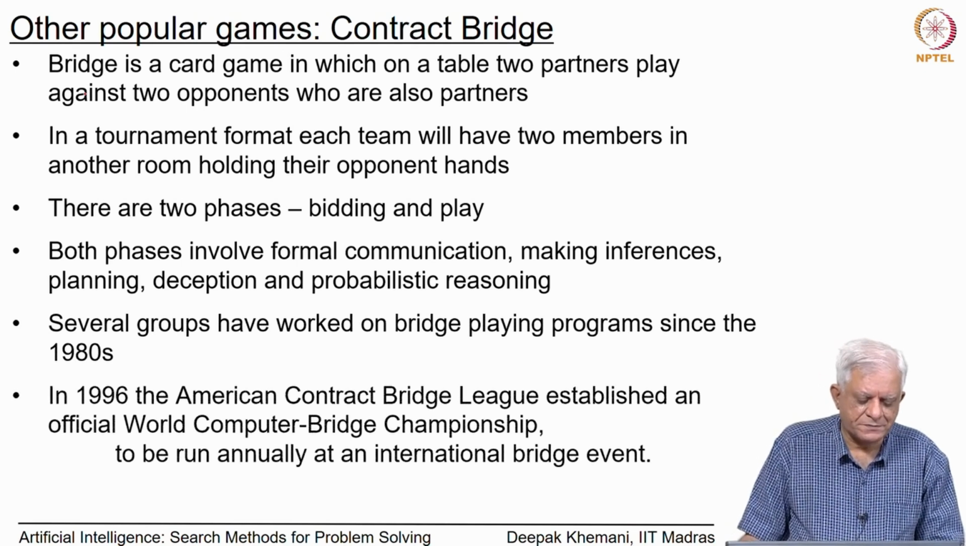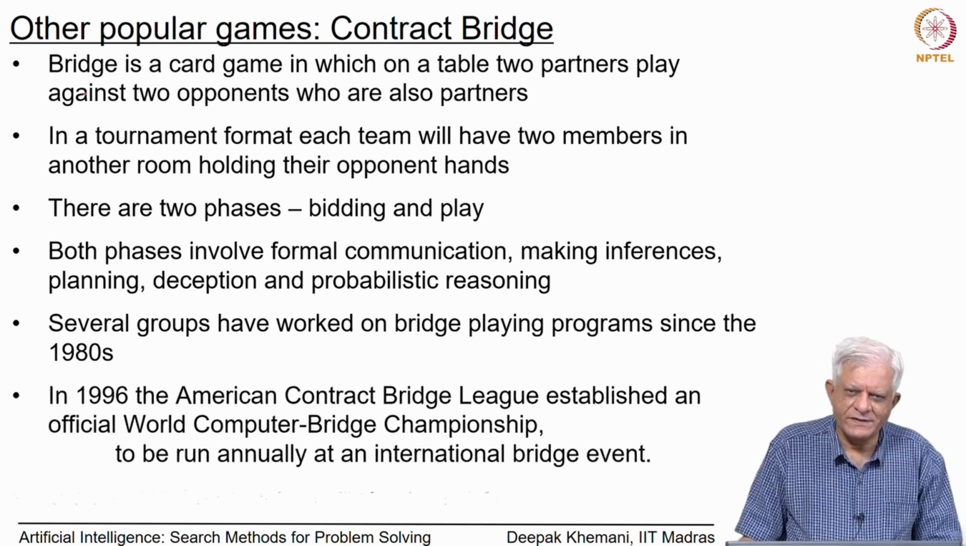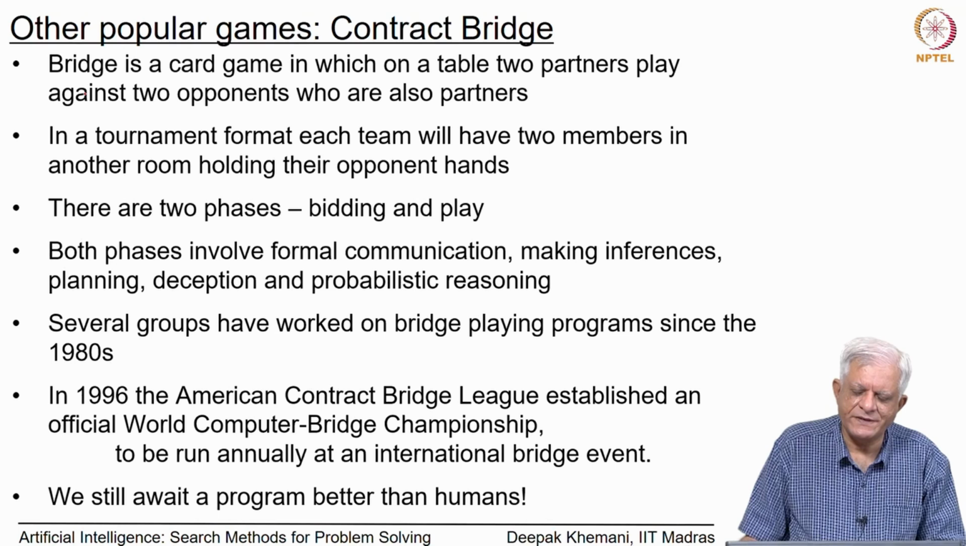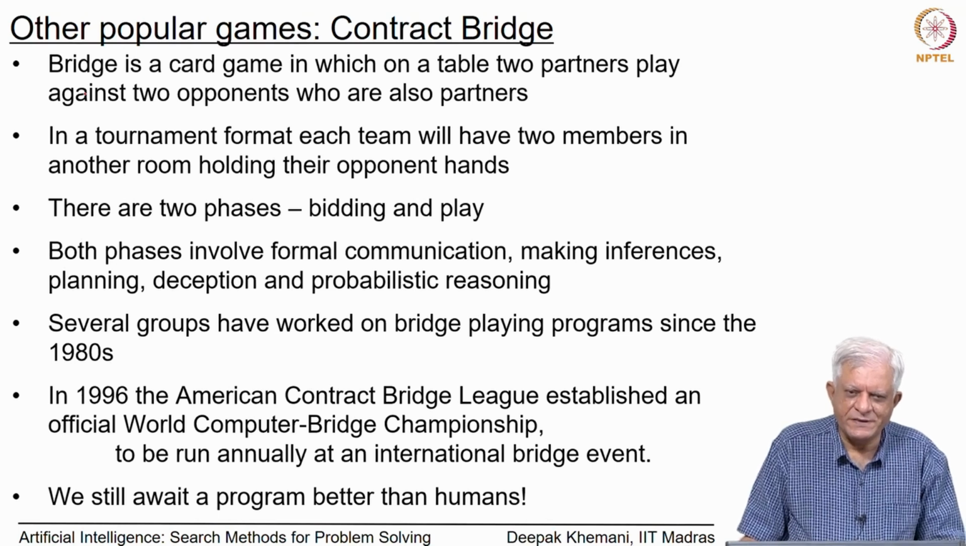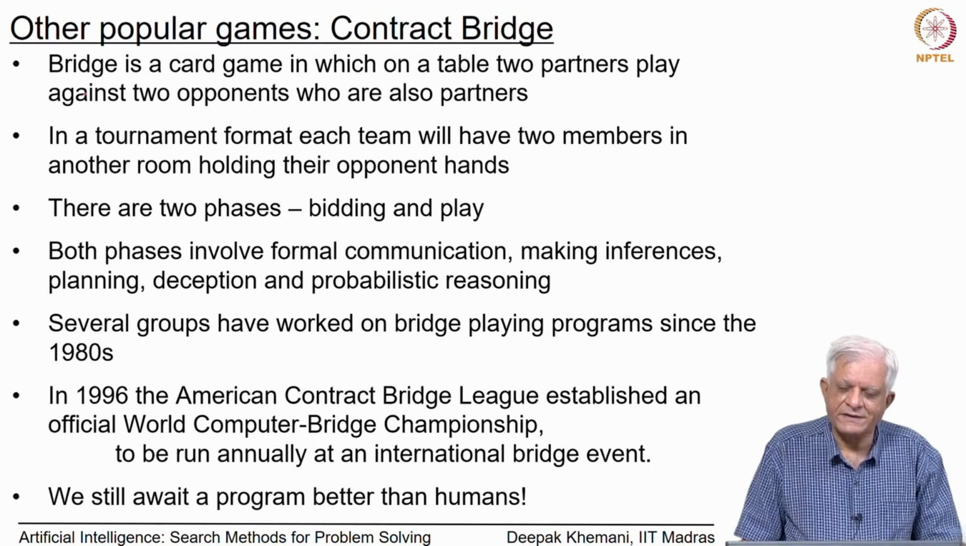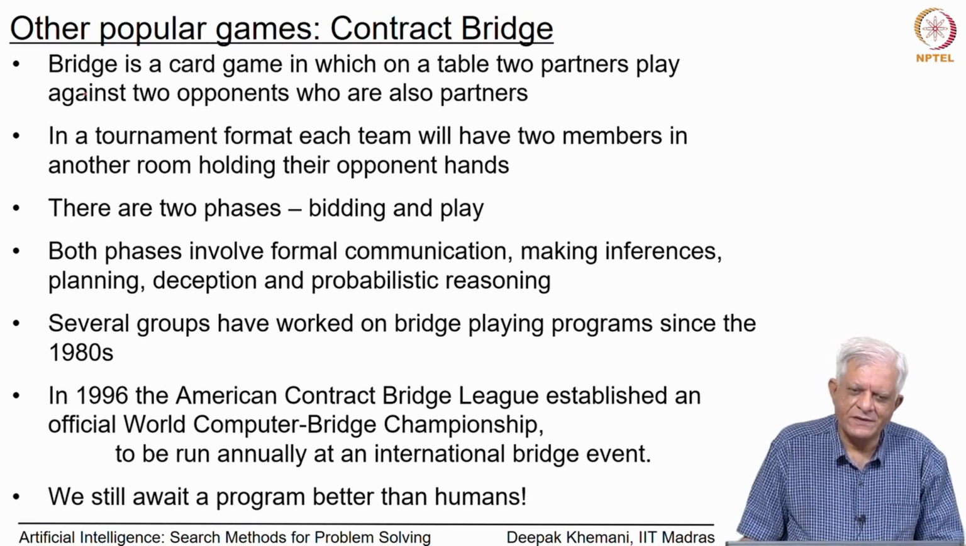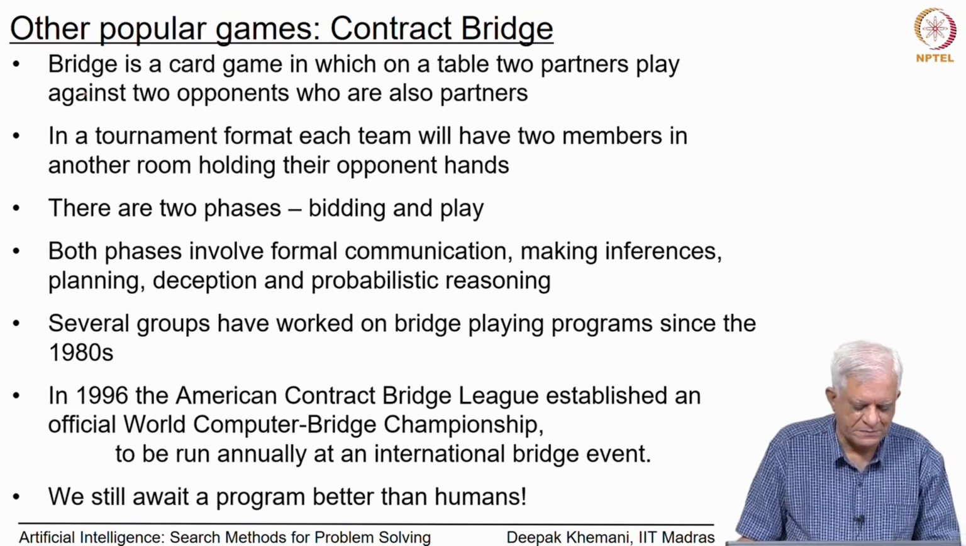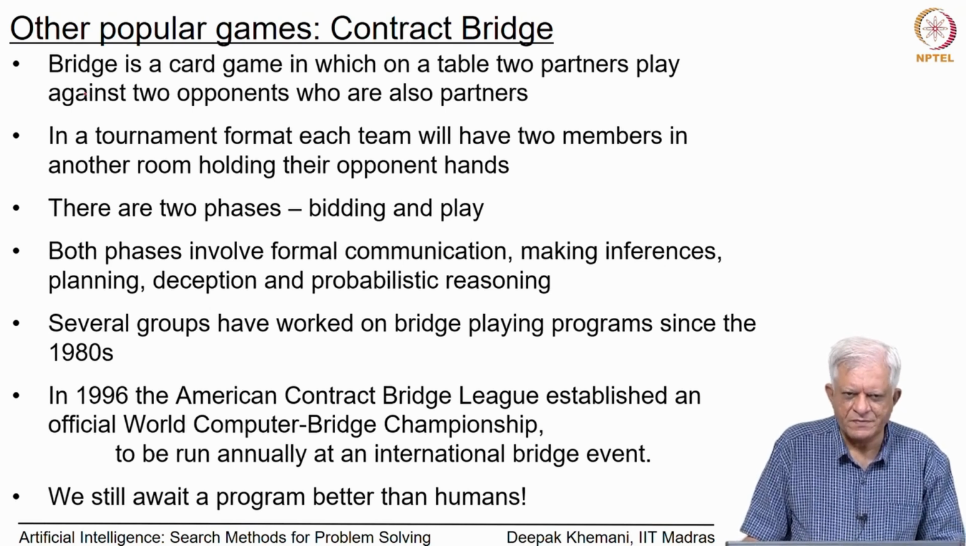The game has 2 phases. In the first phase, each side bids for a contract, and that is why it is called contract bridge, and in the second phase they have to fulfill the contract, which means they have to make a certain number of hands or tricks as they are called in the game. Both phases involve formal communication, because there is incomplete information.